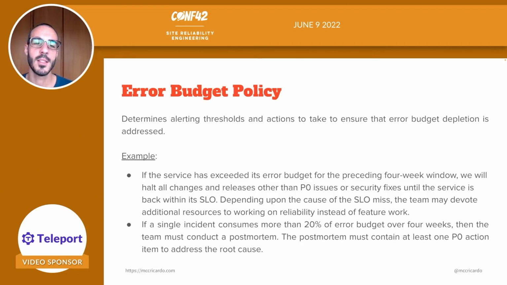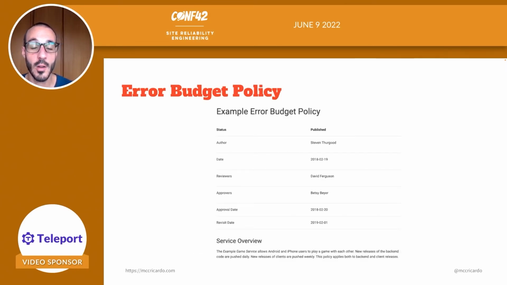So again, this defines the actions that are going to be taken when the error budget is at risk or has been consumed. So this should go into documents agreed with multiple parties so that everyone is on the same page regarding what is being done when the SLO is consumed. And taking from the SRE book from Google, we have an example of such a document. This is just an example. You can, of course, define your error budget policy any way that you want, but this gives you a good starting point into how to define an error budget policy.